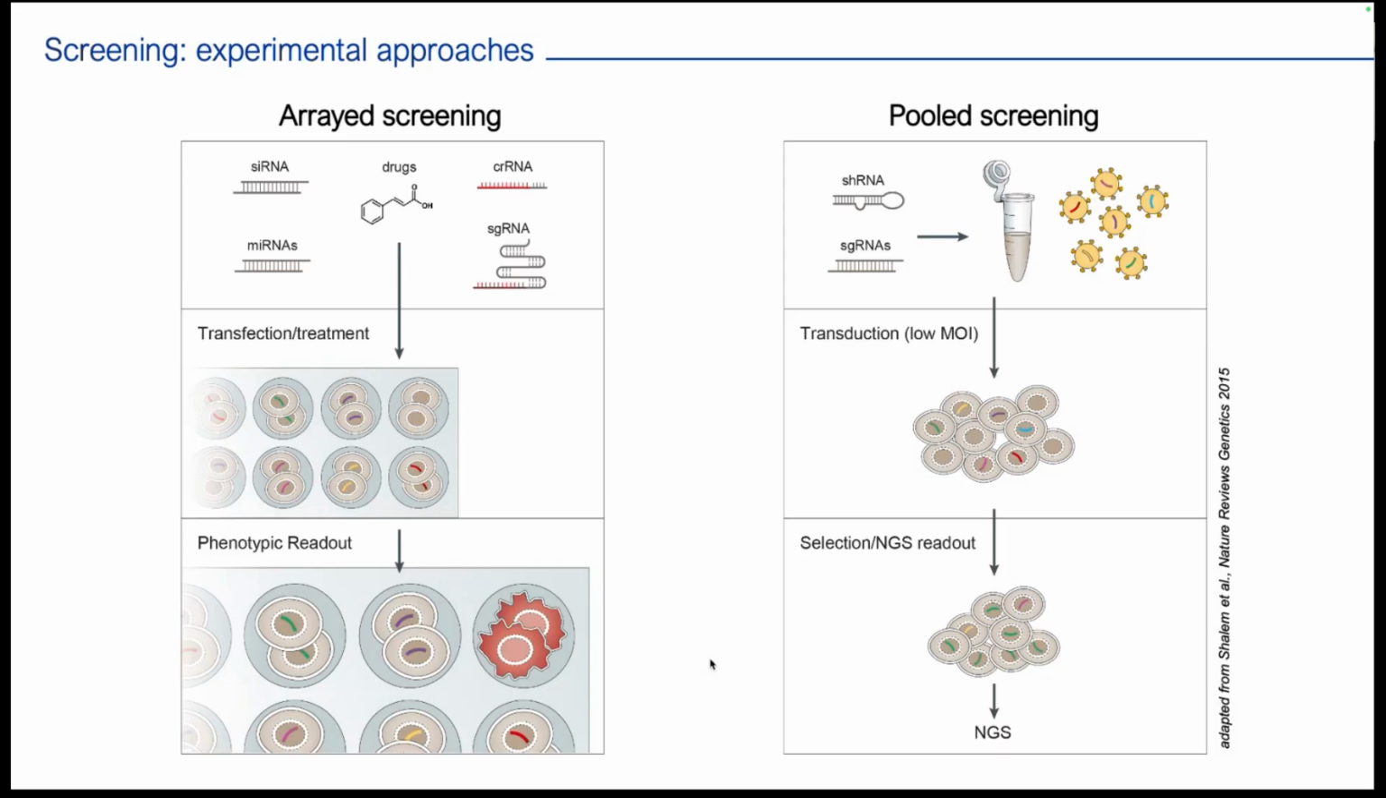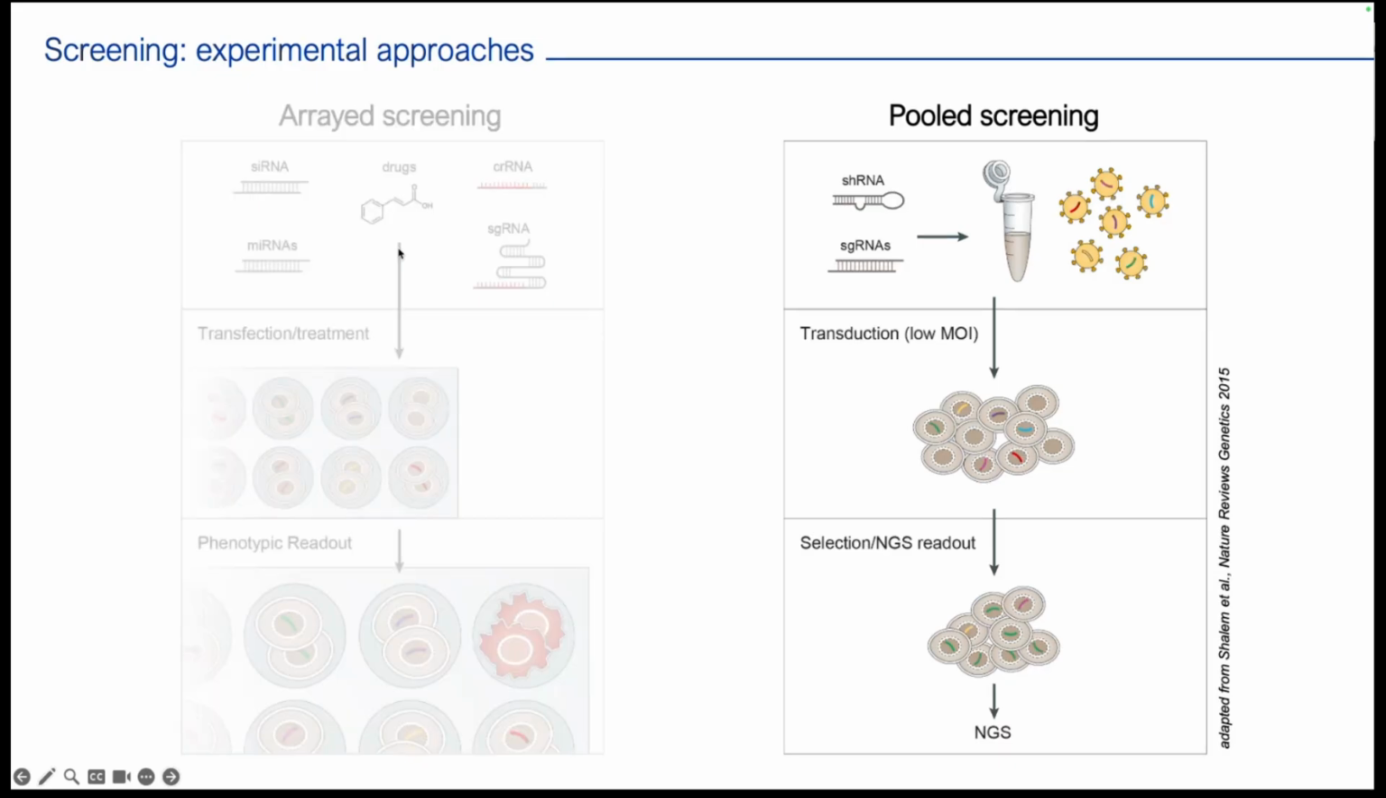So when we speak about screenings, we have two types of screenings in general. One is what we call pooled screening and the other arrayed screening. Okay, so we'll start with the pooled screening. Pooled screening is typically done when we have libraries of oligonucleotides that then are cloned into lentiviral vectors. And the idea here is that the library is produced as a pool, and cells are also transduced with this pooled library.